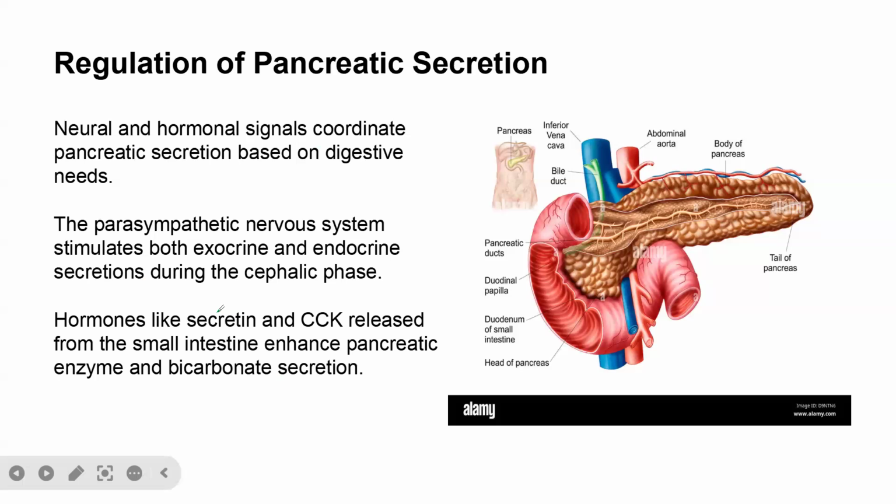And then the next thing is the parasympathetic nervous system. The parasympathetic nervous system is very important in stimulating both endocrine and exocrine secretion during the cephalic phase. And then hormones like secretin and cholecystokinin released from the small intestine are also important in enhancing pancreatic enzyme and bicarbonate secretion. So you see the regulation of pancreatic secretion includes neural and hormonal signaling, the parasympathetic nervous system, and then secretin and cholecystokinin. These are the 3 points of the regulation of pancreatic secretion.